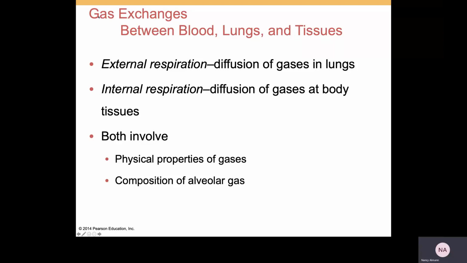So there are several different types of respiration. External respiration is the diffusion of gases in the lungs. Internal respiration is the diffusion of gases at the body tissues, at the capillary beds, and both are going to involve physical properties of gas as well as the composition of alveolar gas.